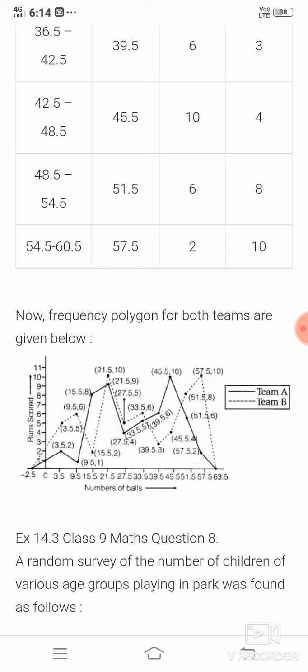So you need to plot the points, it is important here. 3.5 comma 2, 3.5 comma 5, similarly 9.5 comma 1, 9.5 comma 6, that is important. So plot the points.